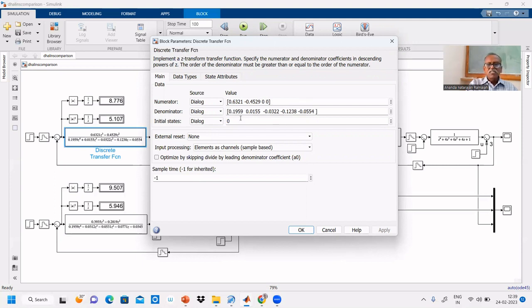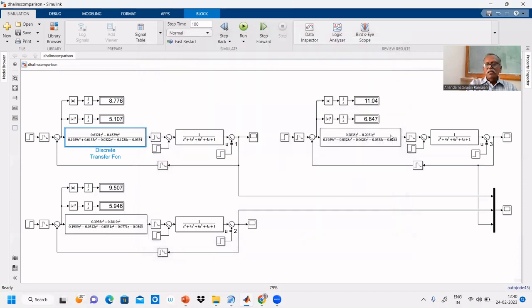The denominator starts with power 4: 0.1959 Z power 4, 0.0155, minus 0.0322 Z square, minus 0.1238, minus 0.0554 constant term. 5 terms are there, including the constant term. We entered these for mu equal to 1.